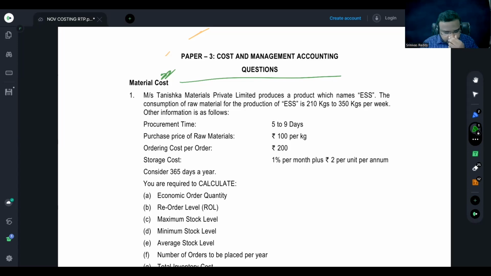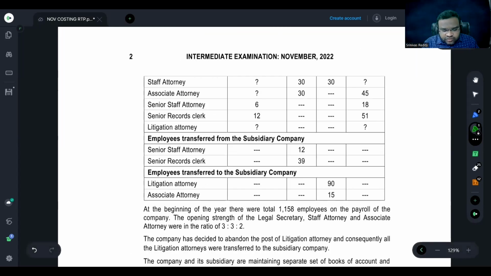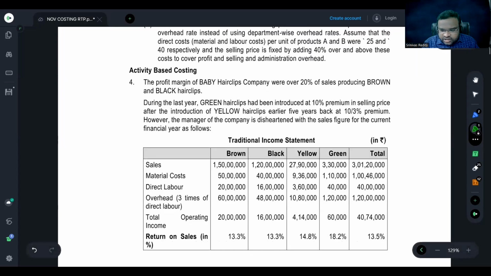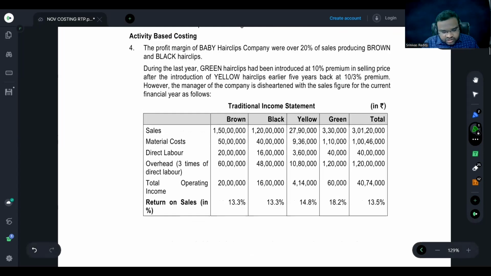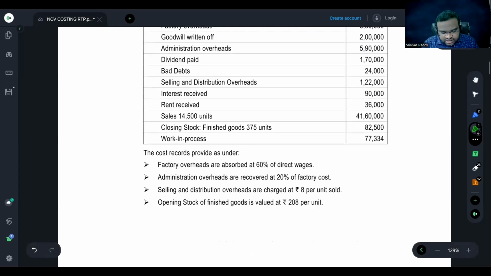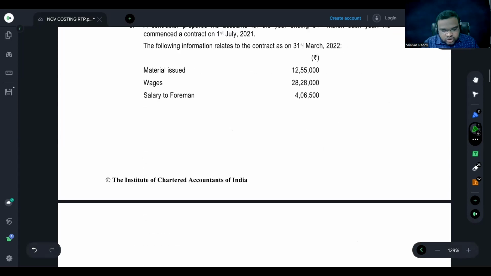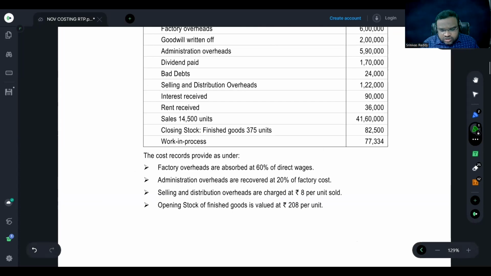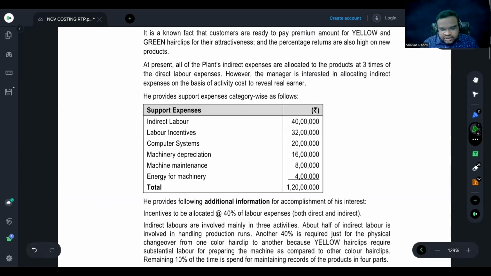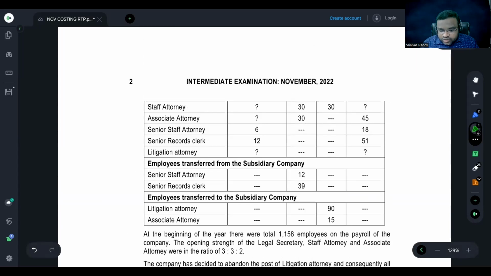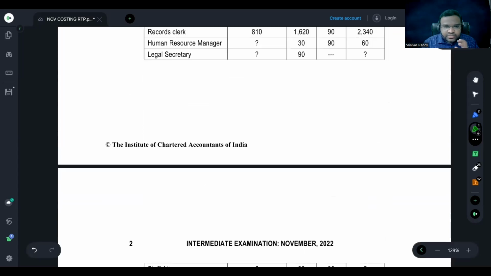There are 15 questions which they have given in the revision test paper of paper 3 CA Intermediate Cost and Management Accounting. Majority of the questions we would have done in our regular classes, but we would be doing the questions again so that in maybe one and a half hours, 2 hours, you will be able to recollect the concepts of the respective chapters.